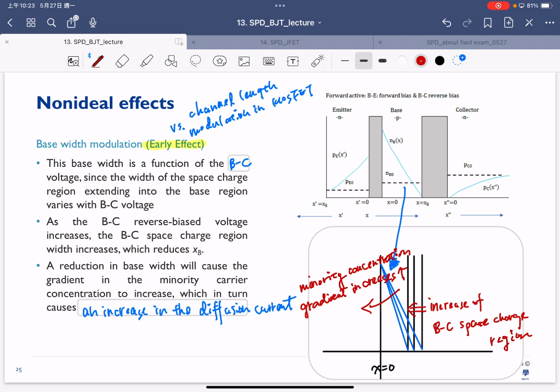So now if you try to recall a similar effect in the MOSFET, we also have the channel length modulation. That's because we increase our drain bias, and that will create a larger depletion region between the drain and also the channel depletion region, and that also will create in the end our channel length. The effective channel length is reduced.